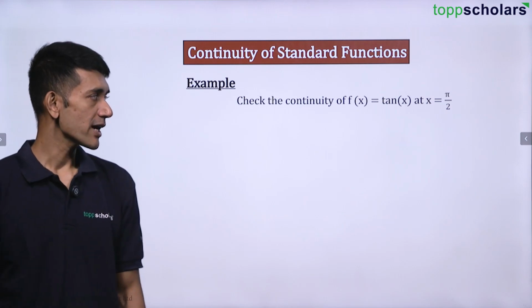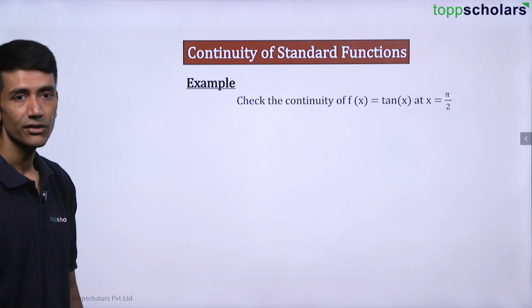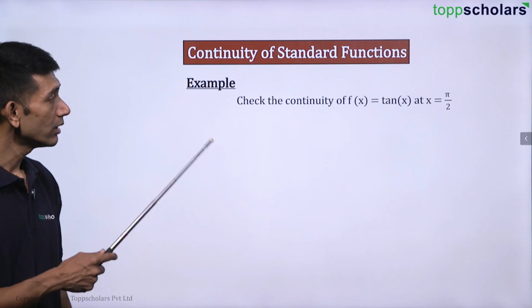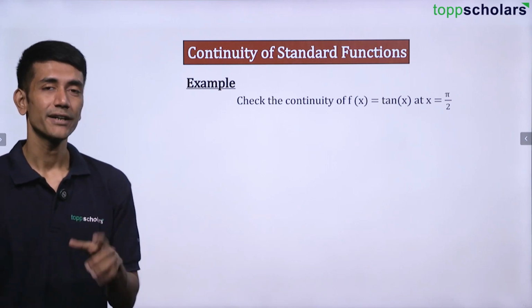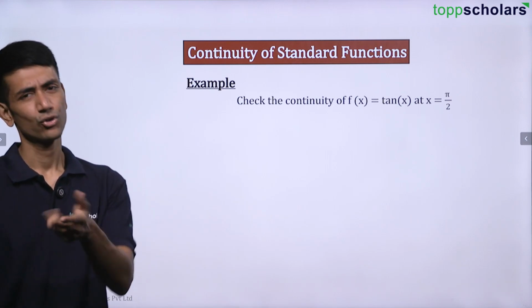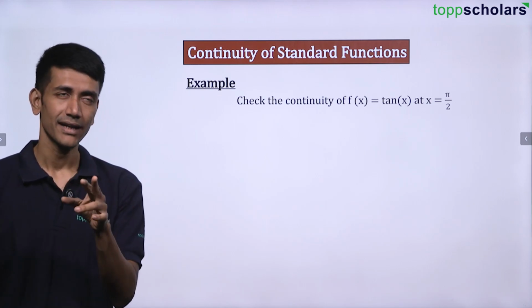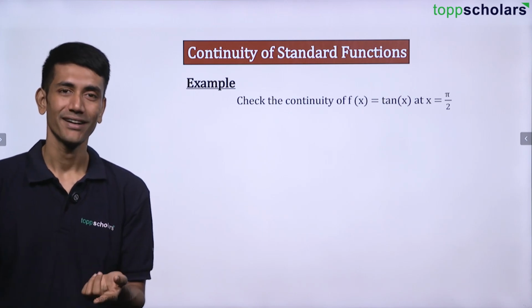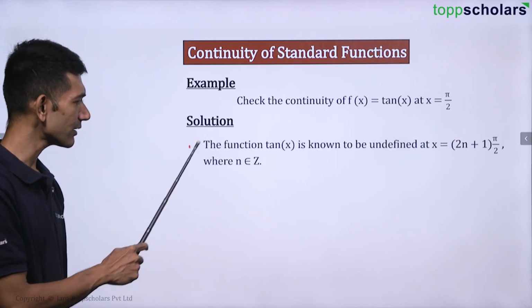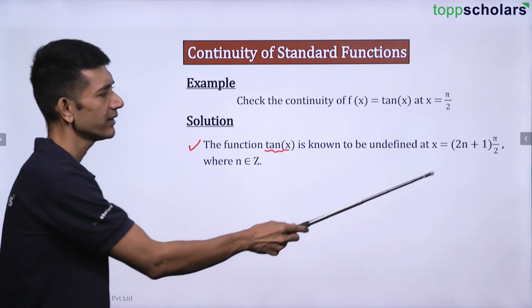Let us see an example. It says, check the continuity of the function f(x) is equal to tan x at x is equal to pi by 2. Now the value of x is pi by 2. So you need to know the trigonometric table that we have studied in grade 10 as well, and I'm very sure you know that. Pi by 2 is 90 degrees, tan 90. Tan 90 is sin 90 by cos 90. Sin 90 is 1, cos 90 is 0. 1 by 0 is not defined, right? So here the function tan x is undefined.